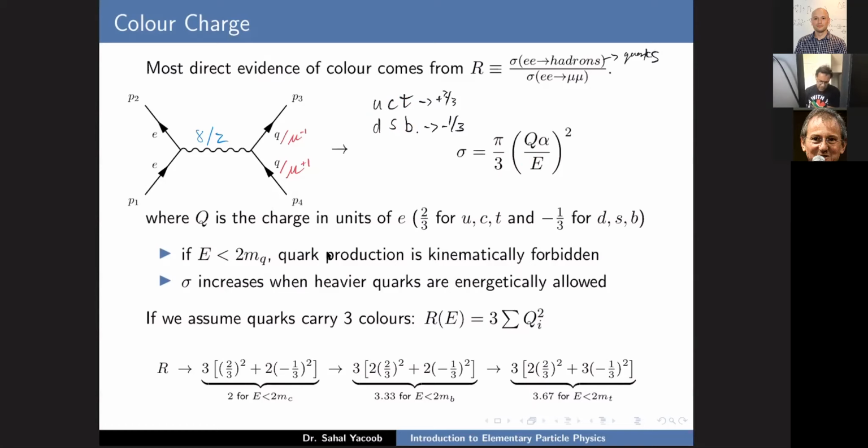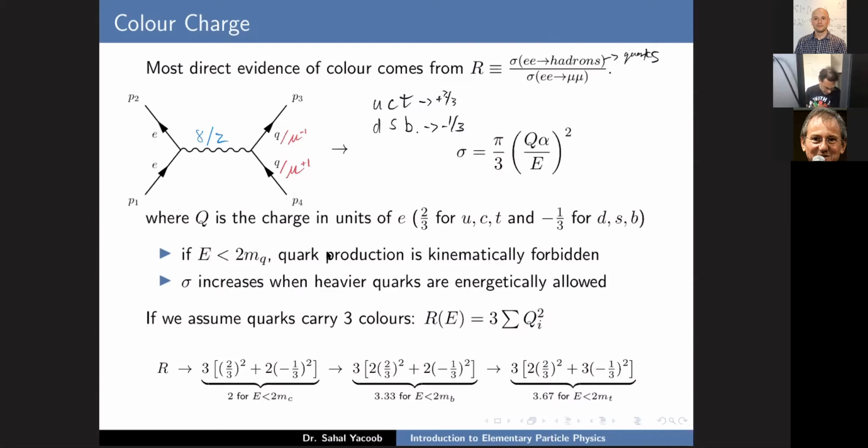So if we go through that and calculate what we expect for this ratio, okay? It's the ratio of the number of produced quarks to the number of produced muons. If our energy is less than twice the mass of two charm quarks, we get a value of 2. As we pass the threshold for the mass of two charm quarks, we go up to 3.3. And then as we pass the threshold for producing bottom quarks, we go up to 3.67. You can work through this maths on your own, and again, send me an email if you can't get there exactly. So on the next page, we're going to see the results of just such an experiment.